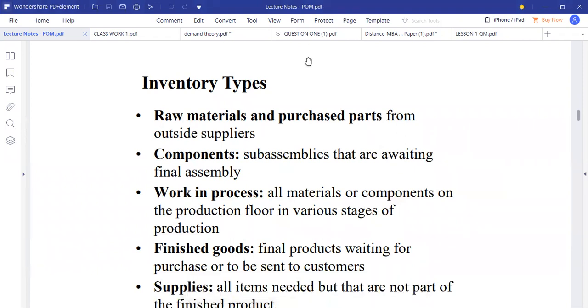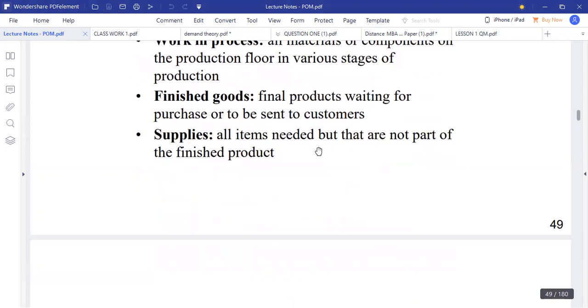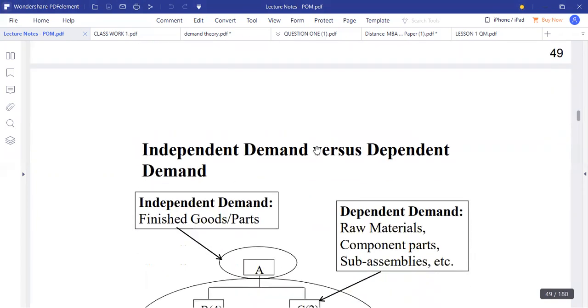So in inventory types, we're looking at raw materials and the purchased parts from the outside suppliers. We look at the components, the sub-assemblies that are waiting final assembly. Then the work in progress is also part of the inventory type. And then the finished goods. Okay, so now we get into what are the advantages of keeping stock.